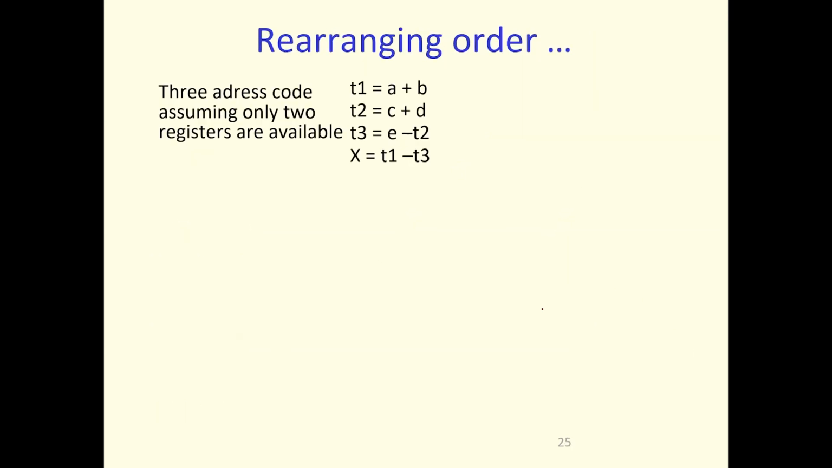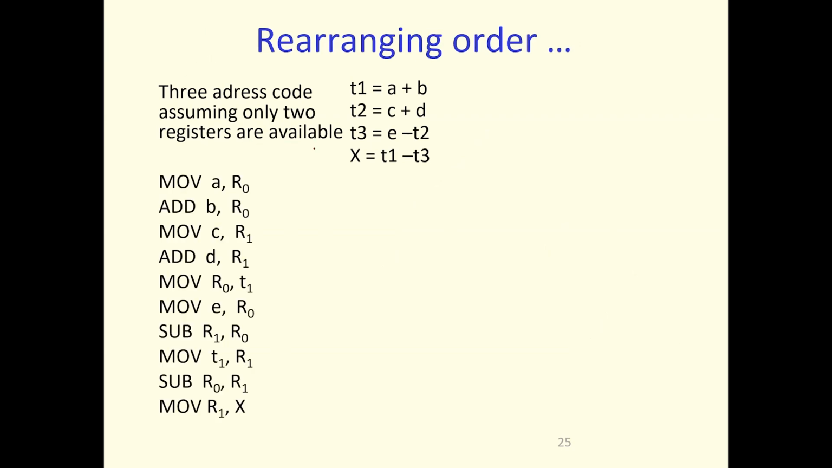So let's assume we have this code and we want to generate final code using only 2 registers. I think I should have called it generated code assuming only 2 registers. So here is the code. We move A to R0, then we add B to it. Then we are doing register optimization, so I'm not moving anything, because T1 is already in R0. Similarly, T2 is already in R1.